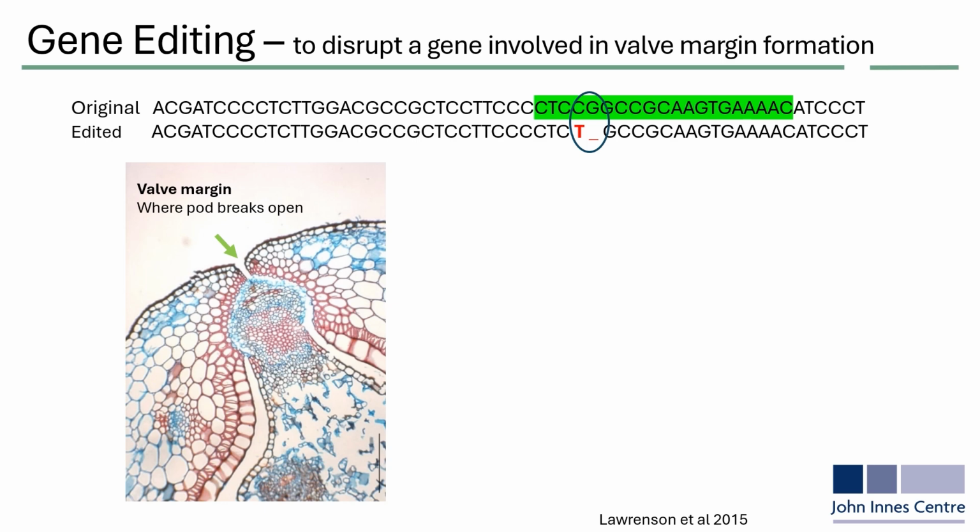So here you can see our original genetic sequence at the top, where we've designed our guide, and the circle shows where we've made that break. And you can see that the sequence has changed in the edited line, so a C has been replaced with a T, and we've lost a G base.